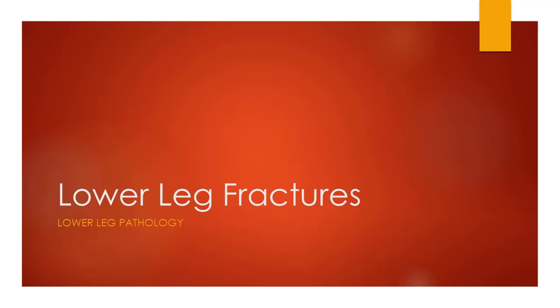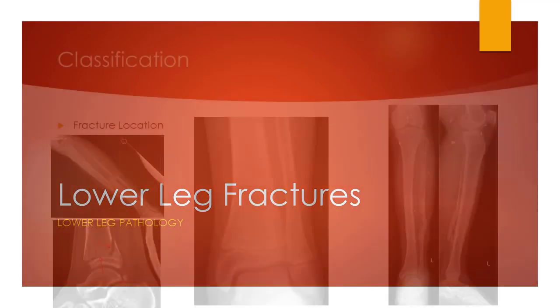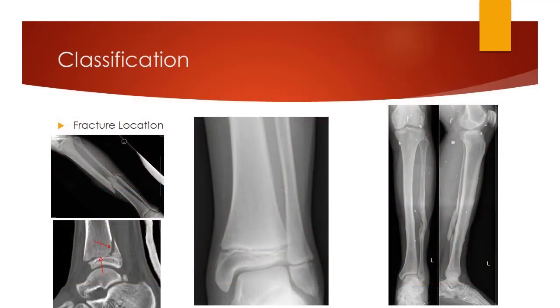Lower leg fractures are going to include fractures of either the tibia or the fibula, or you may have both of those fractures occur simultaneously. When we classify fractures, they are classified by three areas. First, we look at the fracture location.